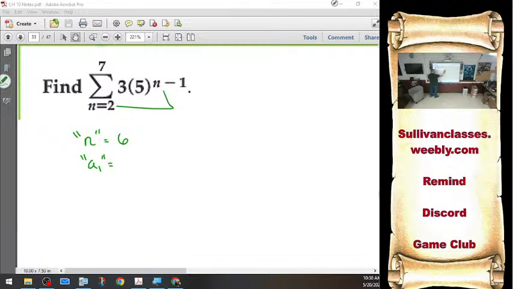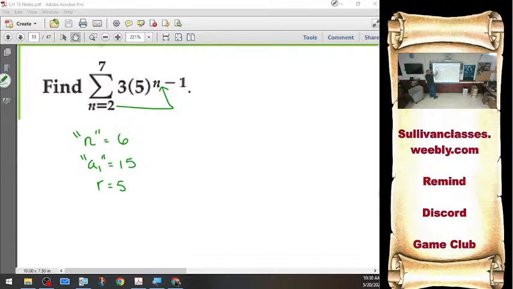is plug 2 in there because I'm going to start at the second term. Okay. And r is still r. Option 2.